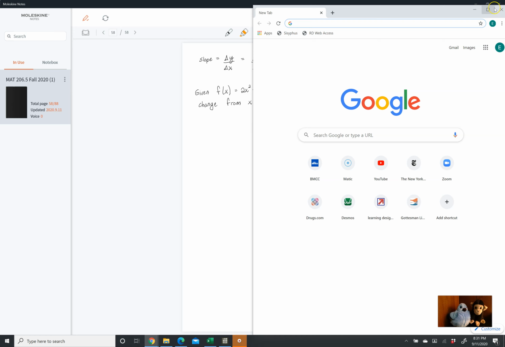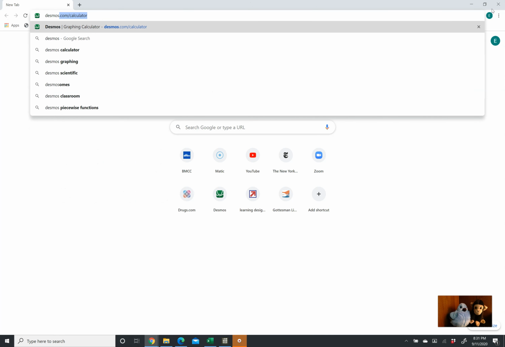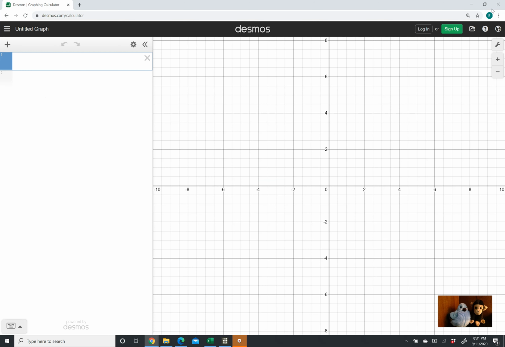Okay, so we're going to go to a website. Some of you may be familiar with this. It's called Desmos, the Desmos Calculator. This is great for graphing, okay? They have a really helpful user manual. You can just go to the question mark up here with the help, and it tells you exactly how to graph all different types of things.